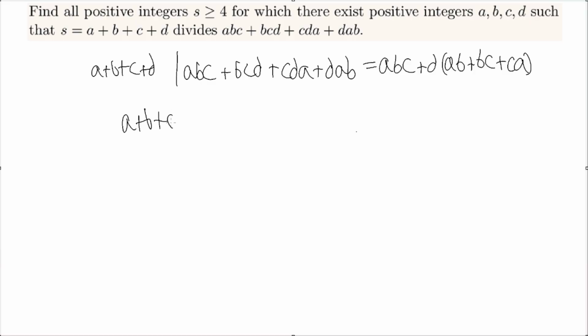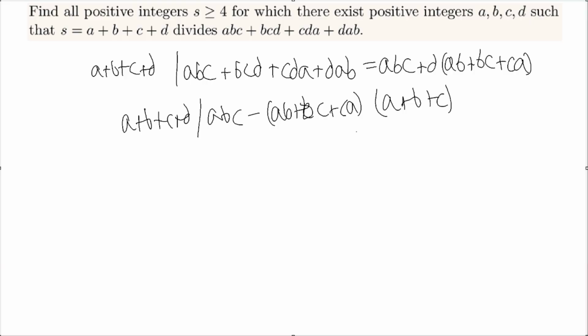ends up dividing, this should be ABC minus (AB plus BC plus CA) times (A plus B plus C). And this is supposed to be A plus B plus C plus D, but we canceled out with this term here. So we end up getting, it divides this.